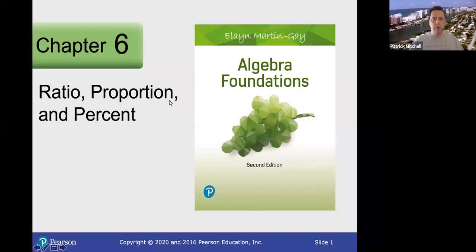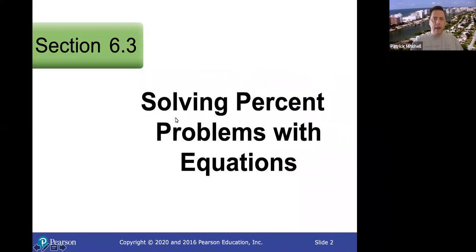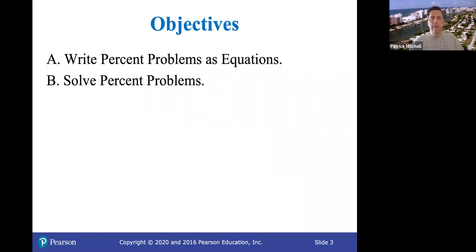We are continuing with Chapter 6 on ratio, proportion, and percent. And today we're talking about solving percent problems with equations. The objectives in this section are to write percent problems as equations and then solve percent problems.